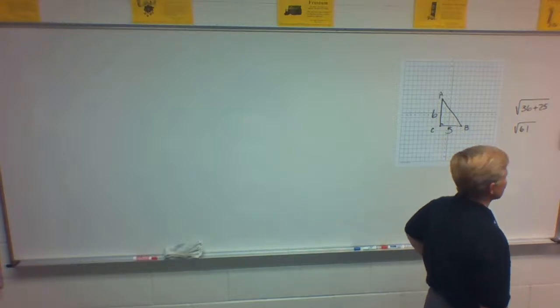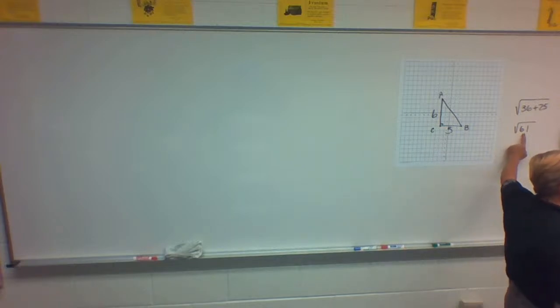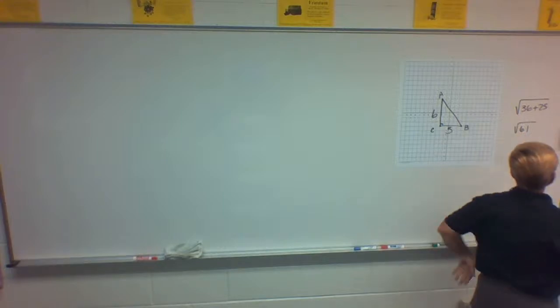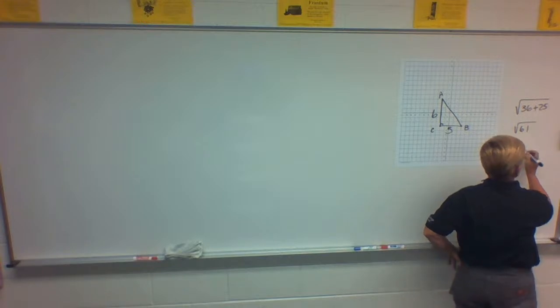61 is not a perfect square. What's the closest perfect square to 61? Perfect square number closest to 61. 64, yeah? So this thing's going to be pretty close to 8, but a little less. What is it? 7 point.